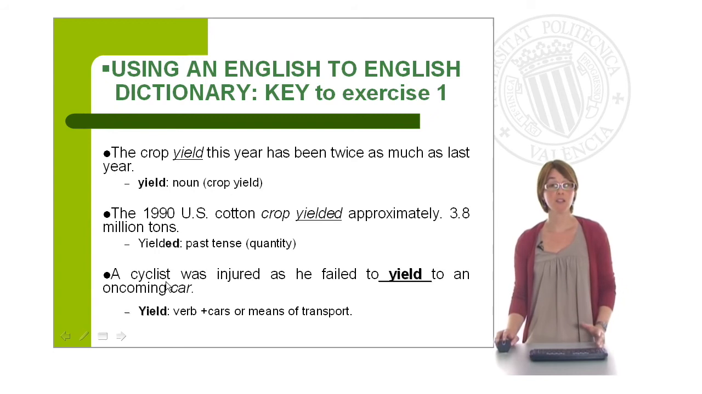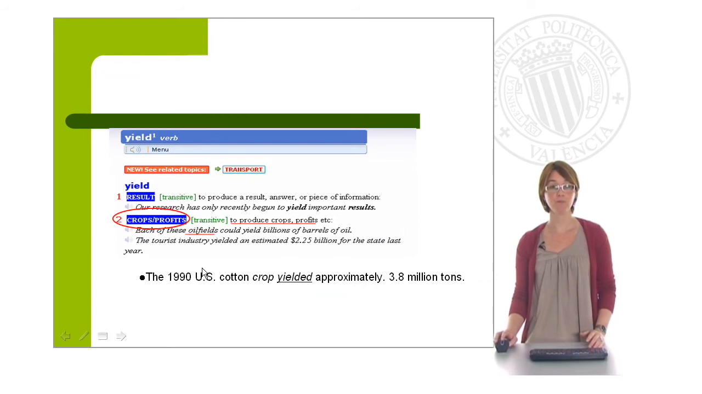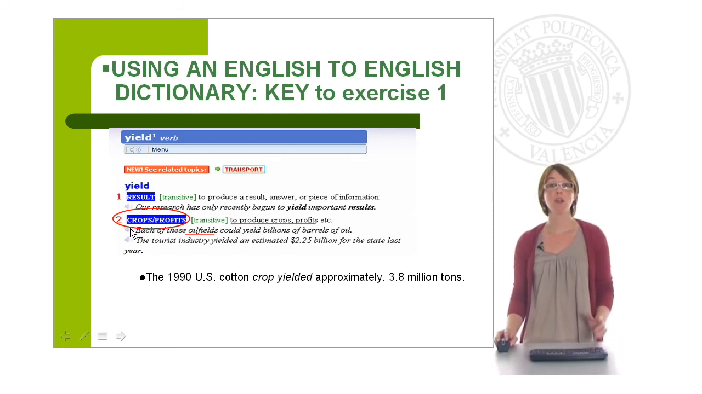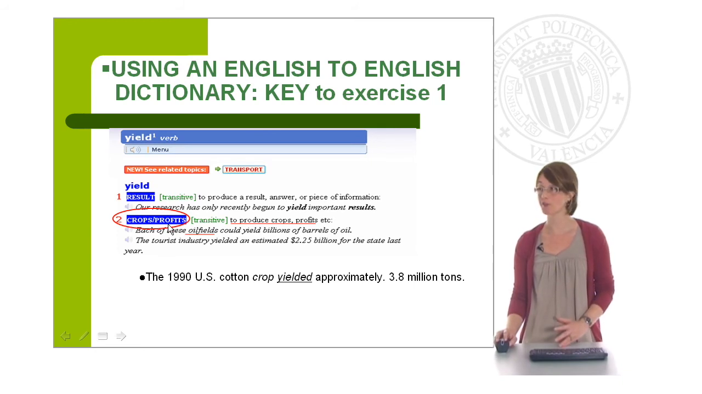Right, so now imagine that you go to a Longman dictionary online. Right, if you type in the word yield, this is what you will obtain. You obtain 3 different uses of this word, as a verb, as a noun, and as an adjective. So if you want to know the meaning of the verb, you click on the verb. And what you find here is 2 different entries. One entry is result, we are not interested in this one, and the next entry says crops and profits. So this means that the verb yield is used in relation to the words crops and profits.